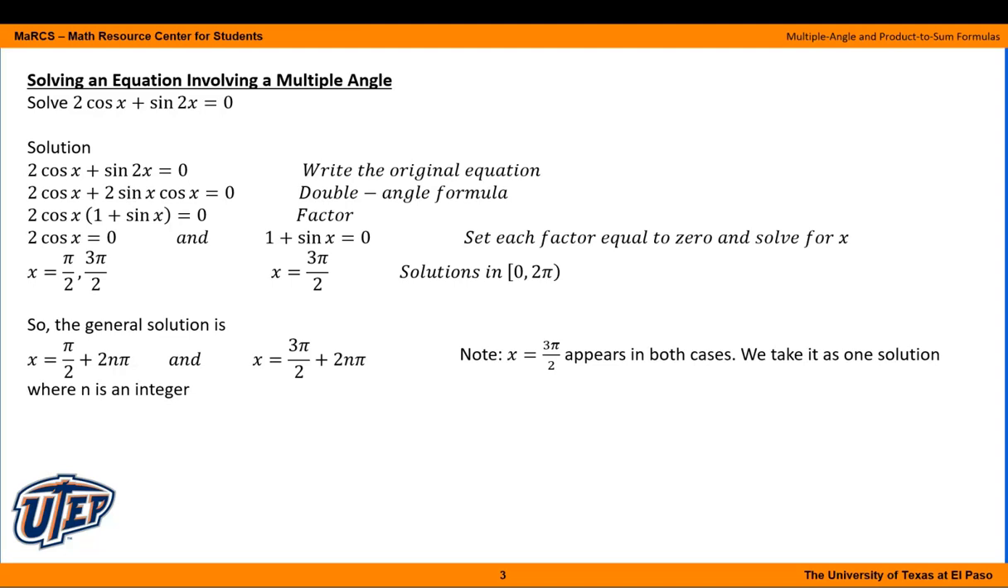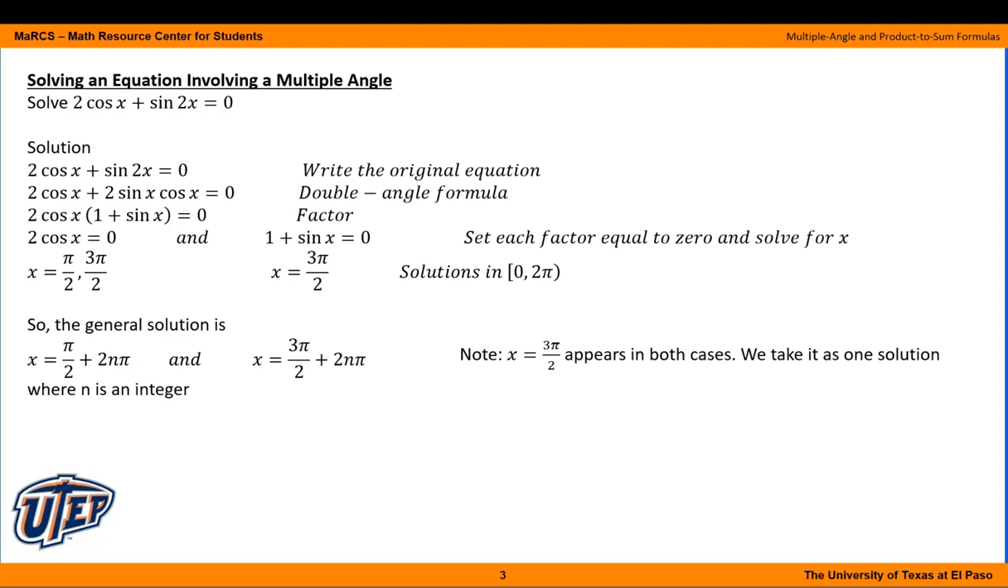In this example, we solve the equation 2 cosine x plus sine 2x equals 0. The key observation is that the equation contains a double angle. Whenever you see sine of 2x or cosine of 2x, consider replacing it with a double angle identity. After substituting the identity for sine 2x, we can factor out a common factor of cosine x. Once the expression is factored, we use the zero product property and solve each factor separately.